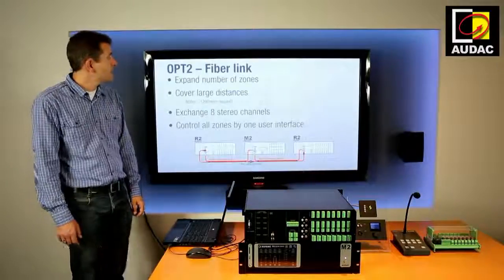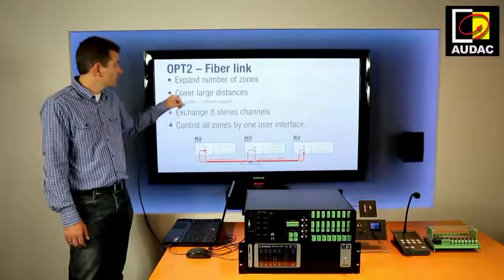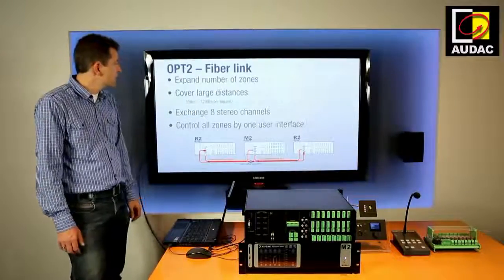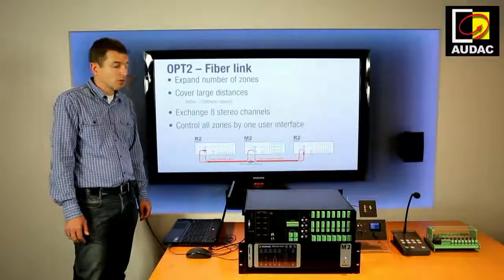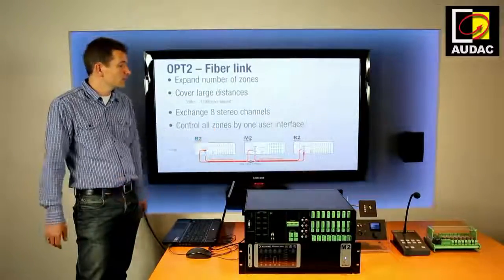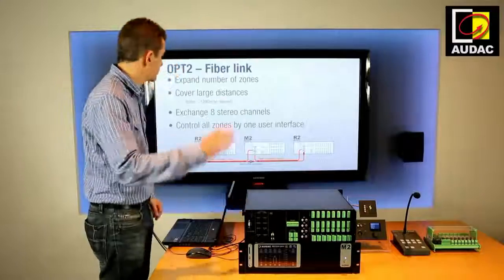The Op2 fiber link kit can be used to expand the number of zones, can cover large distances, 600 up to 1200 meters, and it can exchange 8 stereo channels. You can control all zones of all your devices by one user interface. You only need one network connection for the complete project.